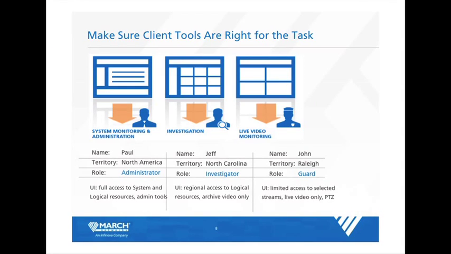This is just an example to tell you about what I was talking about. Say you have Paul, who's a system admin from North America, so he will see everything in the system and will be able to use all the tools. You can have a regional investigator for North Carolina, Jeff. So we're only showing Jeff the cameras, the maps, the views, the tools that he needs for North Carolina. And then there you have Raleigh, and you have John, he's a guard, he only needs live monitoring. So we will be only giving him live monitoring tools for Raleigh.